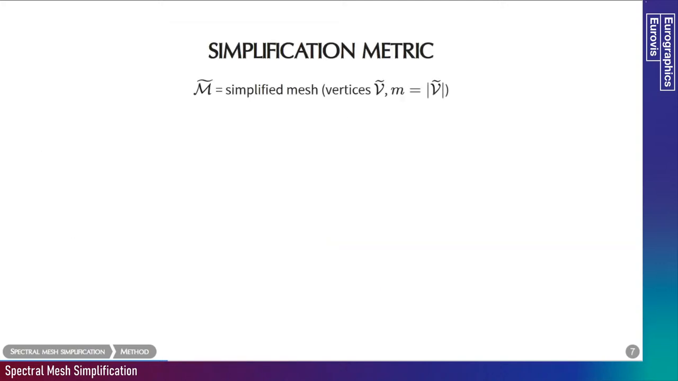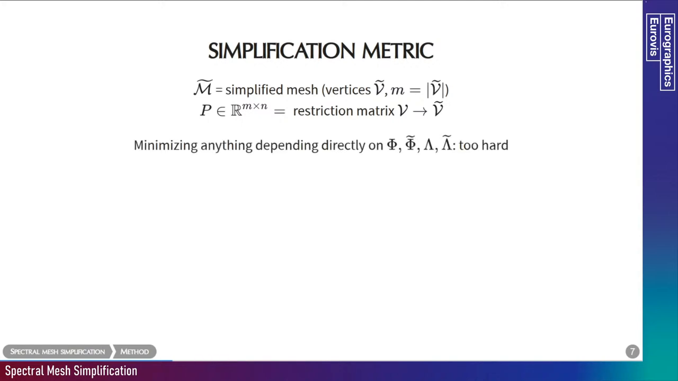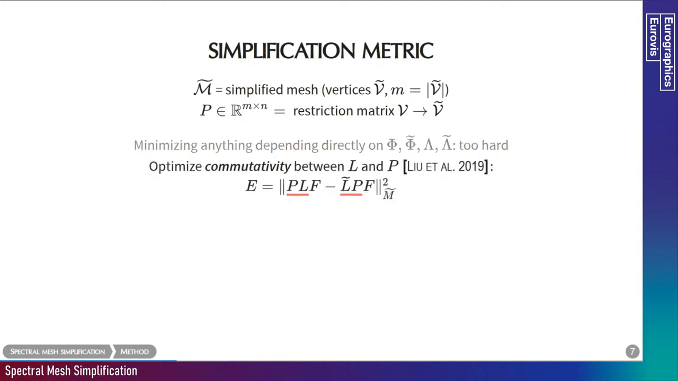We need some notation to describe the metric. Let M tilde be the output mesh with small m vertices. More generally, any notation with a tilde refers to the output. We express the output vertices as a function of the input ones via the restriction matrix P. All rows sum to 1 and this matrix is usually binary. Instead of trying to minimize something directly depending on the eigenvectors or eigenvalues, which would be highly nonlinear, we optimize the commutativity between the Laplacian operator L and the restriction P that we highlight in red. F represents the functions we aim to preserve.